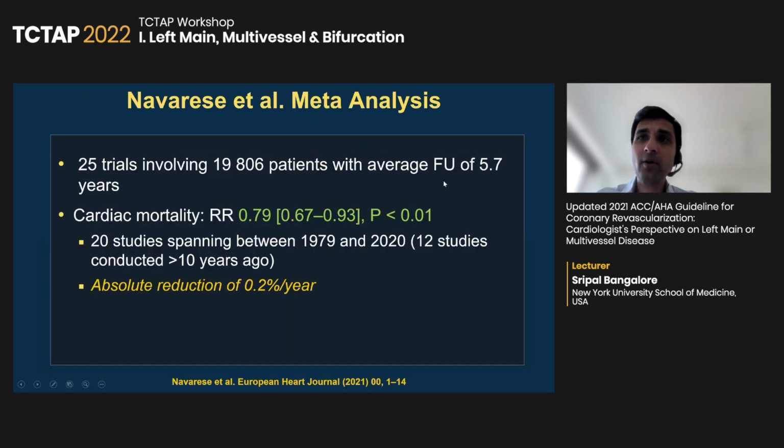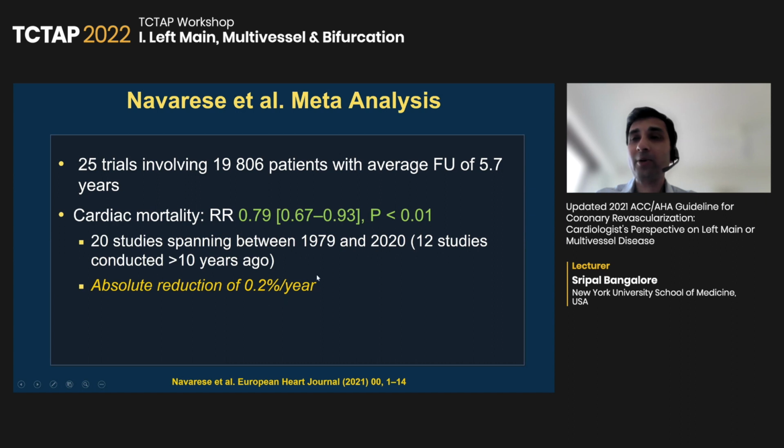Of course, there are other meta-analyses, and I think this is again important to separate out. Navarese published this meta-analysis in European Heart Journal, where pretty much all trials were used without breaking down into whether they were older trials with no medical therapy, etc. So if you use all the trials, there is a trend towards a 21% decrease in cardiac mortality, but it's important to recognize that 12 of the studies were conducted more than 10 years ago. So the applicability of this analysis to modern day practice is questionable. But even if you consider this analysis, the absolute reduction in cardiac mortality is 0.2% per year.